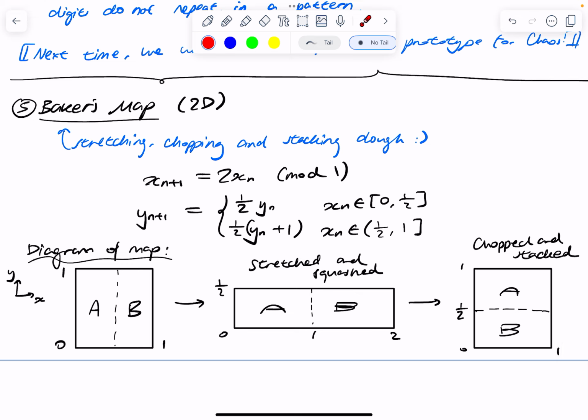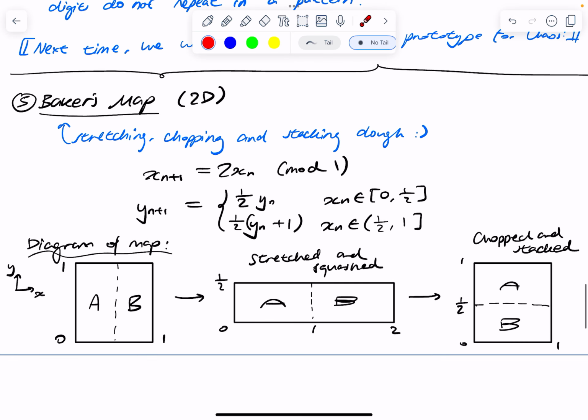You could draw out the diagram for this, but I think a nice way to understand it is using this diagram of what happens in the map. And this also explains why it's called the Baker's map. So if we start with some point in this 1 by 1 square in R2, we label points with x_n less than half to be the area A, and x_n greater than a half to be the area B. Remember that to find y_{n+1}, we're mapping points based on whether they fall into region A or region B. So that's why we've labelled them.